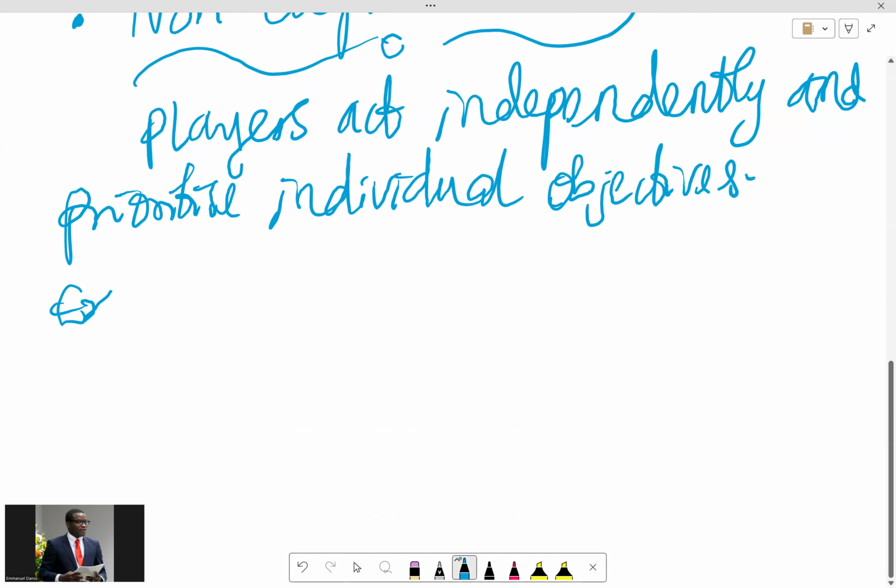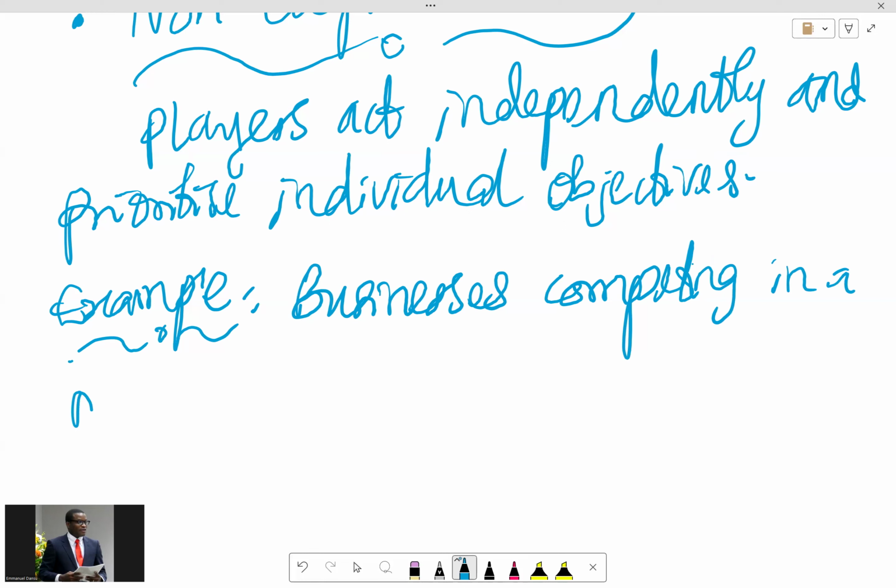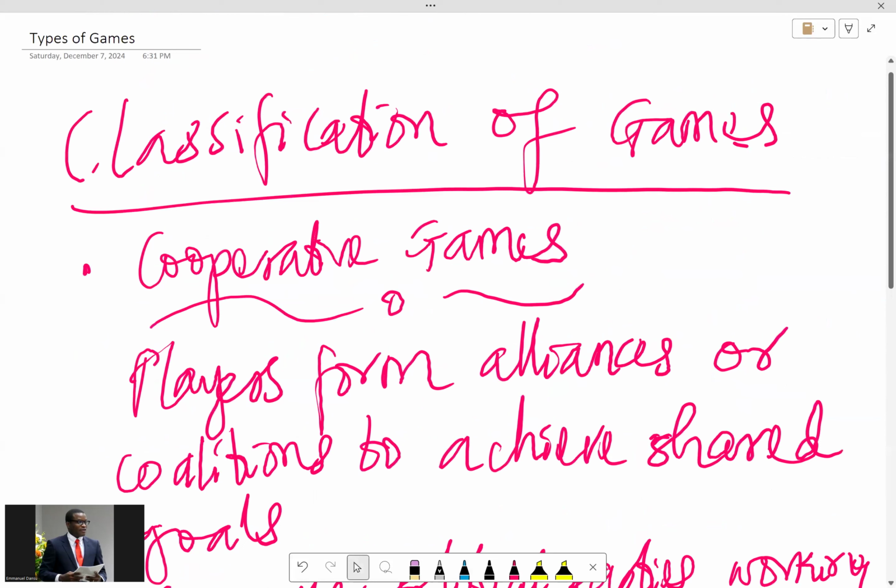A good example of non-cooperative games would be a situation where competition is involved, like in businesses. Businesses competing in a market is a very good example of non-cooperative games.